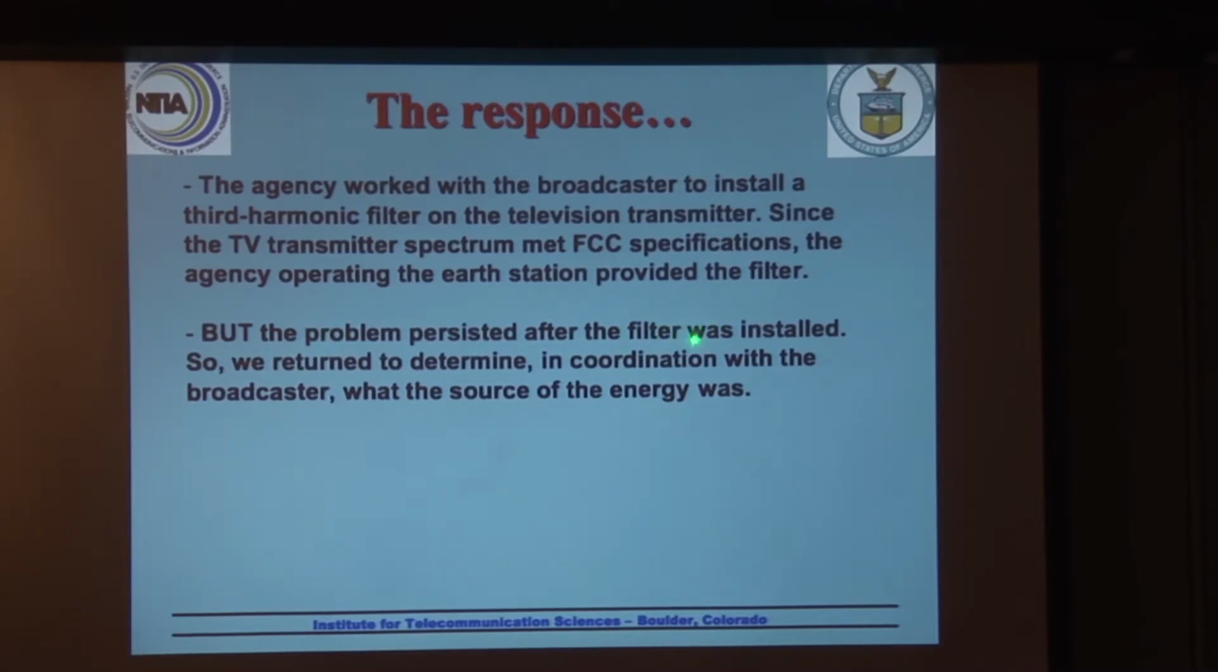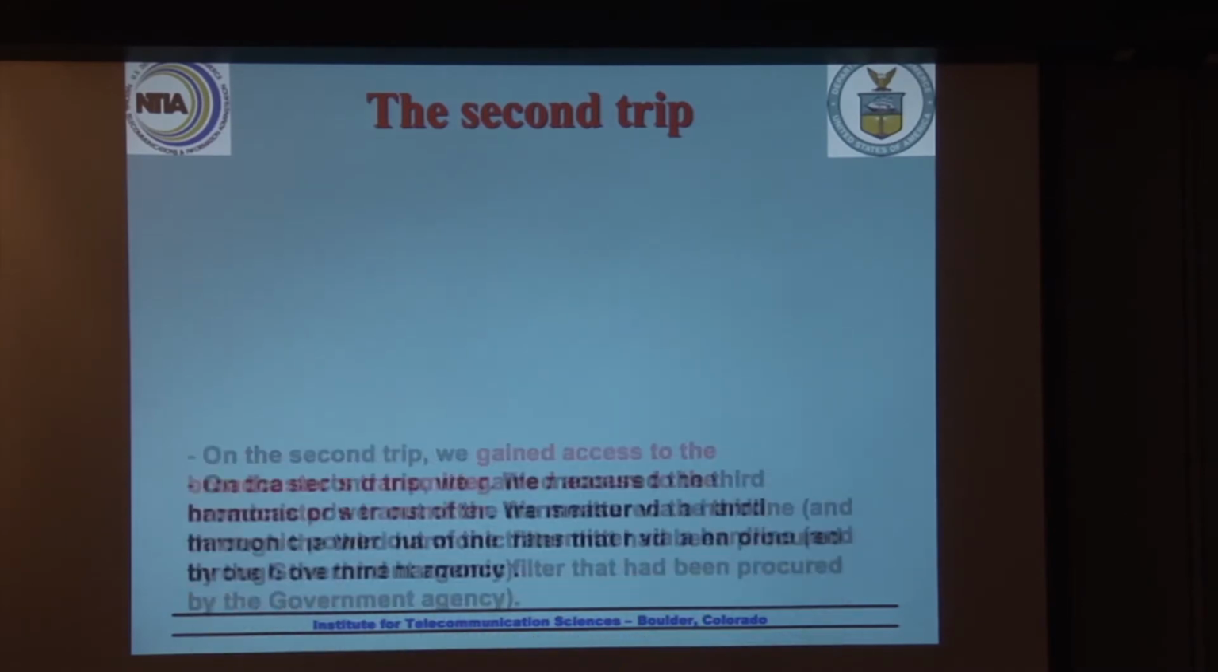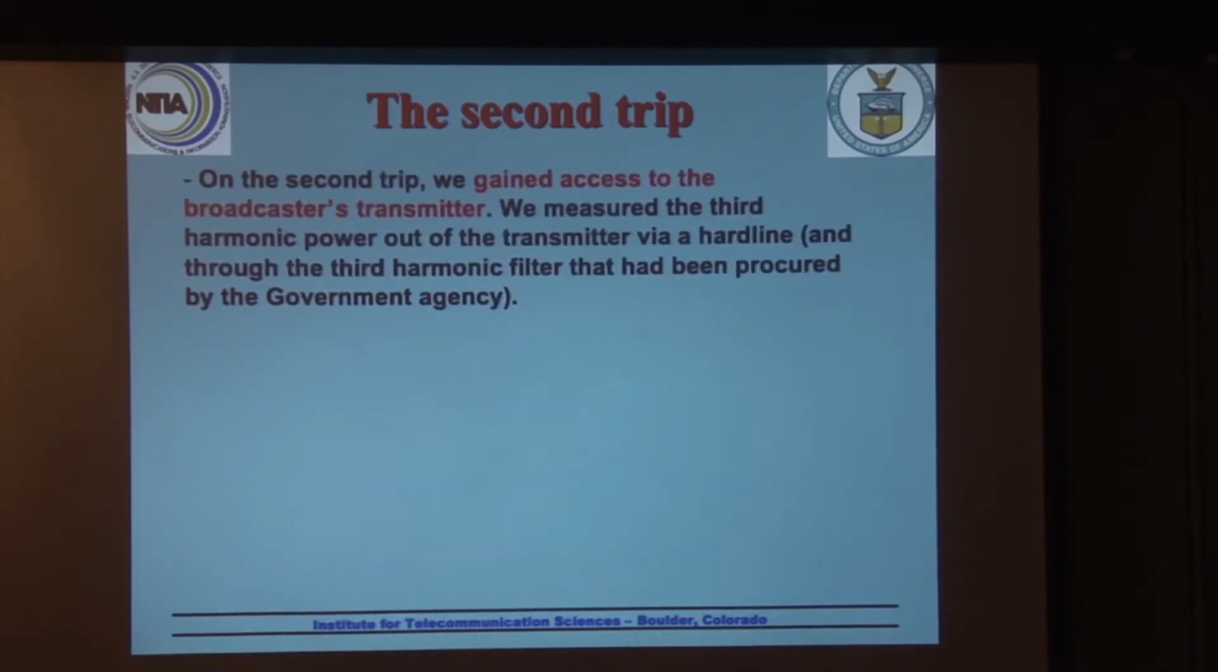But having installed the filter, the problem persisted. So we got another phone call about 2 years later where people basically said, "What's going on here?" And we said, "Well, we know as much now as we did 2 years ago. You've installed the filter, and the problem didn't go away, which confirms that the third harmonic energy apparently wasn't coming from inside the transmitter's guts. It was coming from somewhere else." So we go out for a second trip. This time we had access to the broadcaster's transmitter and the broadcaster's personnel.